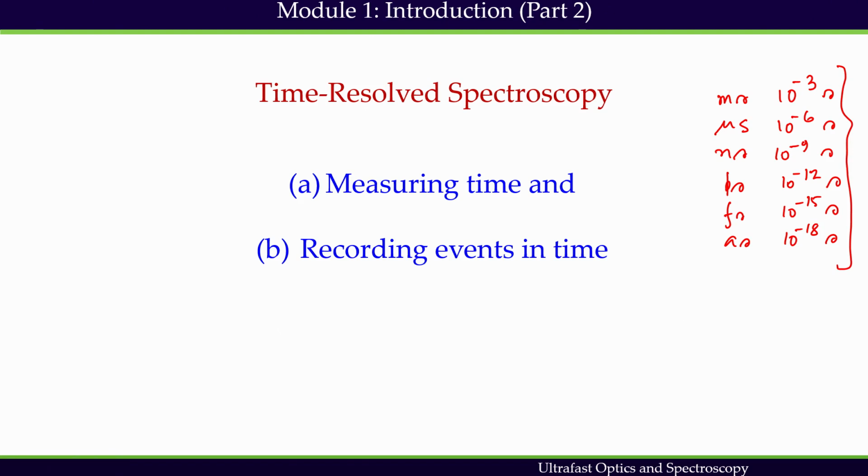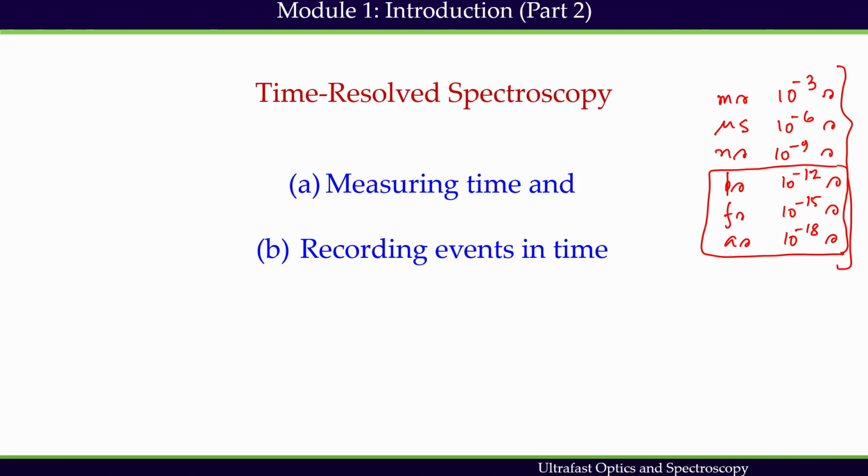However, when we say ultrafast spectroscopy, we in general consider this portion of the time scale: picosecond, femtosecond and attosecond. Modern ultrafast spectroscopy includes time resolved measurements only in picoseconds, femtoseconds and attoseconds time regime.